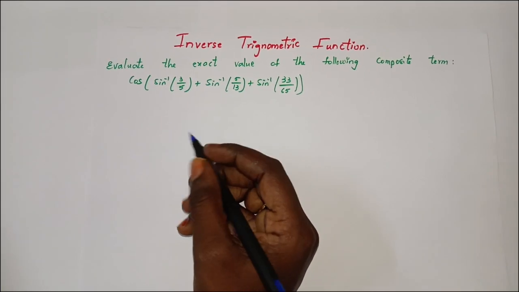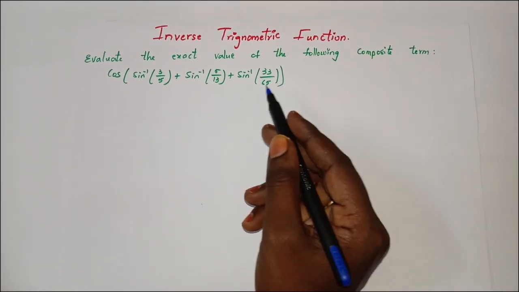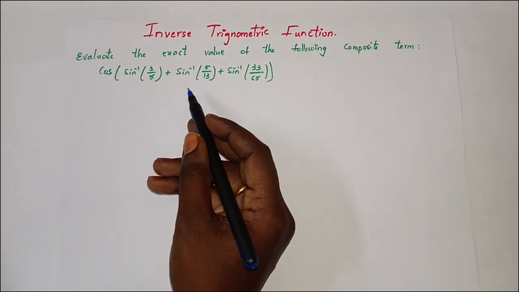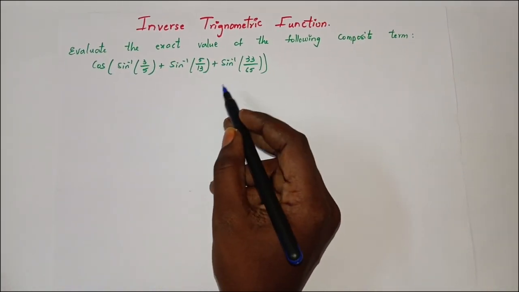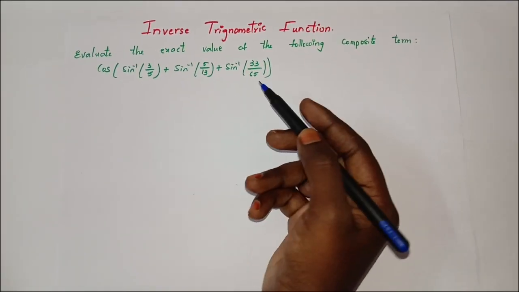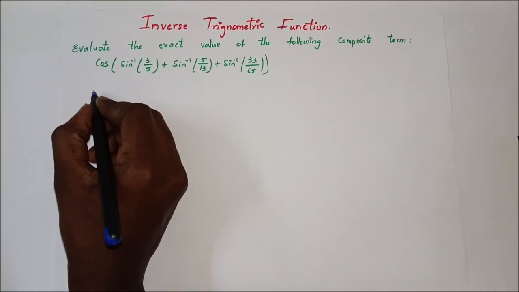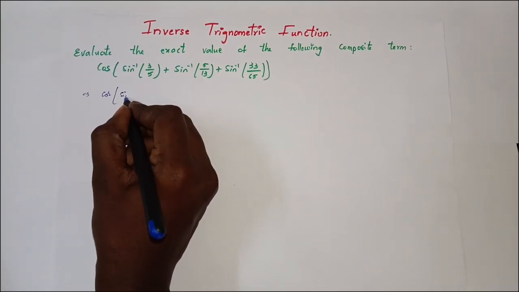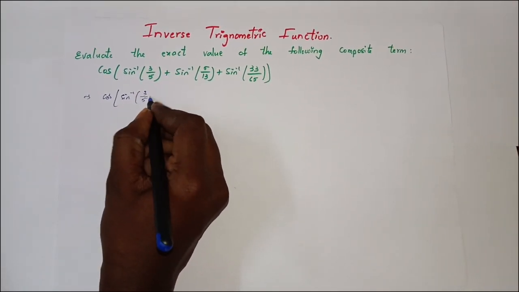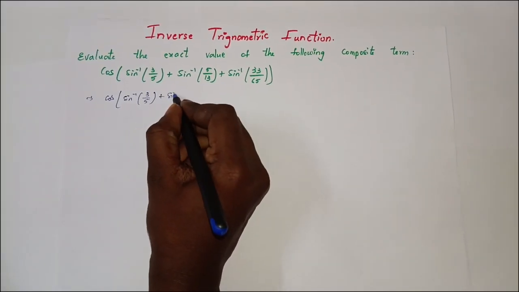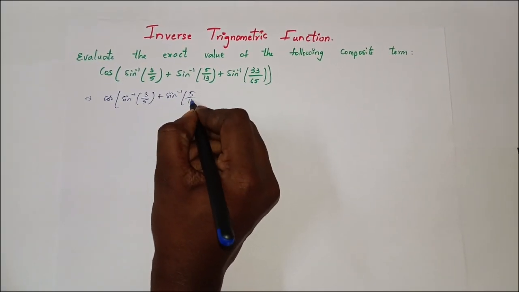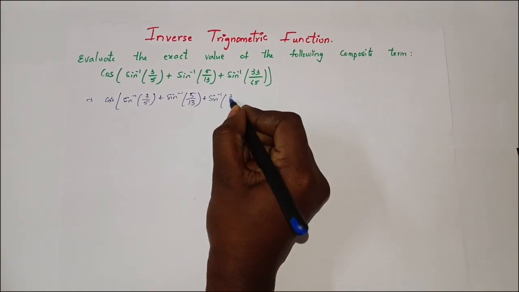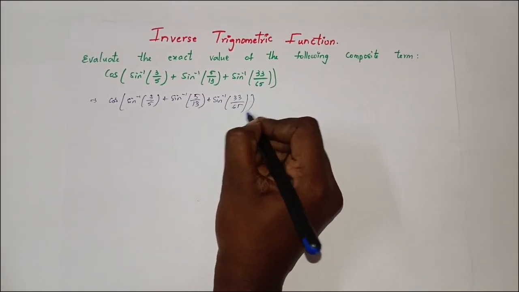Here the question reads: evaluate the exact value of the following composite term, cos of sine inverse 3 by 5 plus sine inverse 5 by 13 plus sine inverse 33 by 65. So let us write our term, that is cos of sine inverse 3 by 5 plus sine inverse 5 by 13 plus sine inverse 33 by 65.